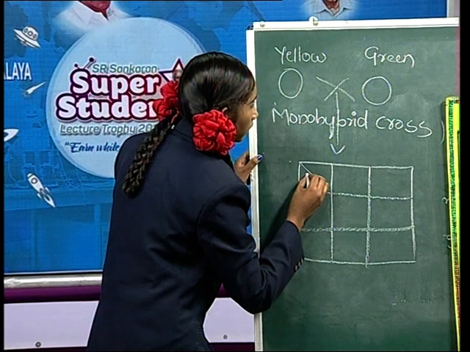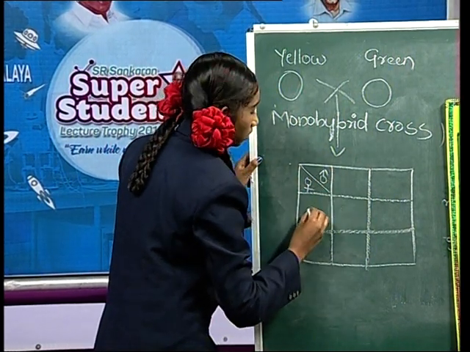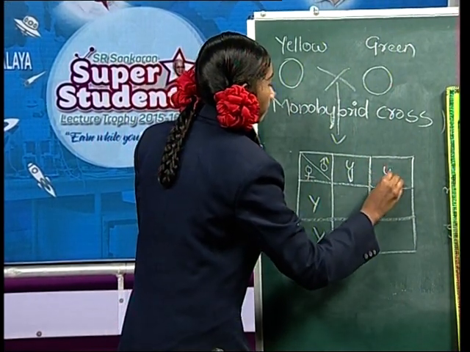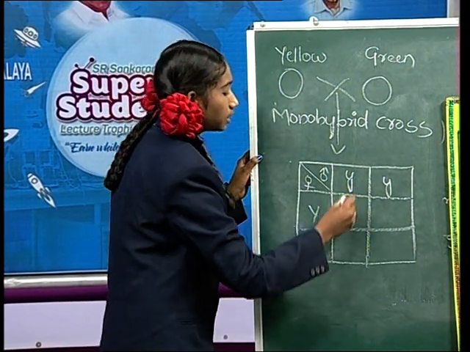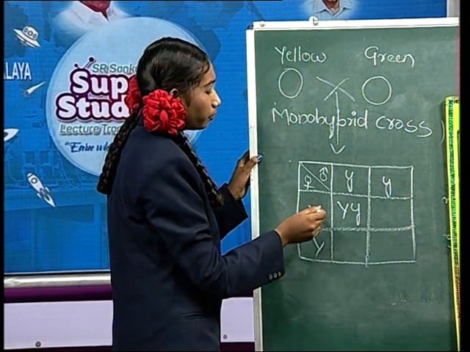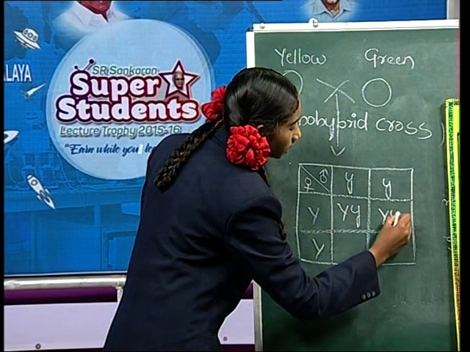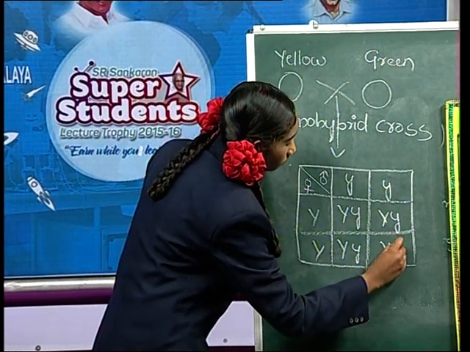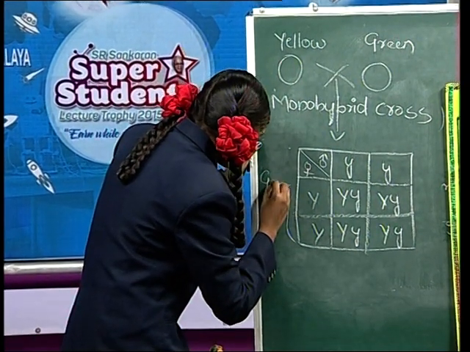Friends, we know that this is the symbol of female and this is the symbol of male, and these are the gametes. When Mendel self-pollinated these two gametes, the result was capital Y and small y. When he self-pollinated these two plants, the result is capital Y and small y. Here also it is the same, friends, and these are known as gametes.